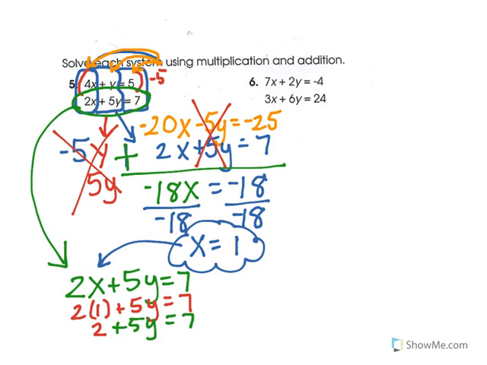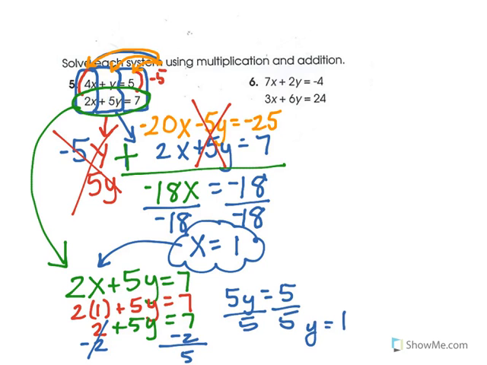Since 2 is positive, we want to subtract it from both sides. And so we would be left with 5y equals 5. We'd have to divide by 5 on both sides to isolate y, and y equals 1. So our coordinates and our answer for number 5 is 1, 1.